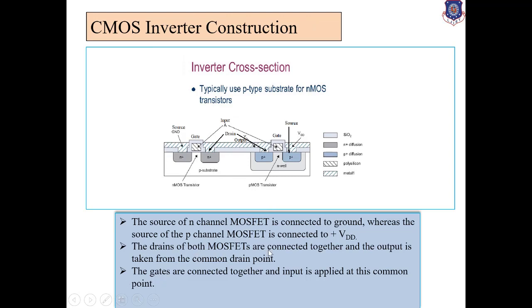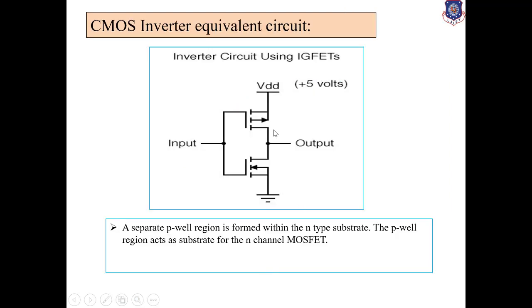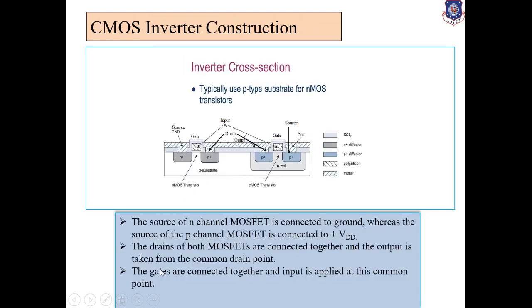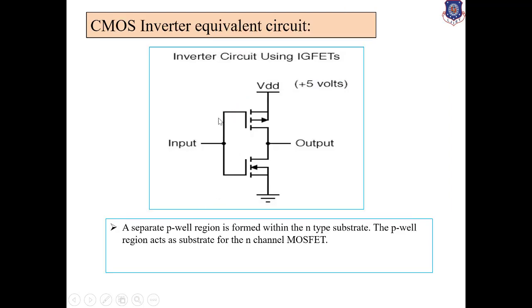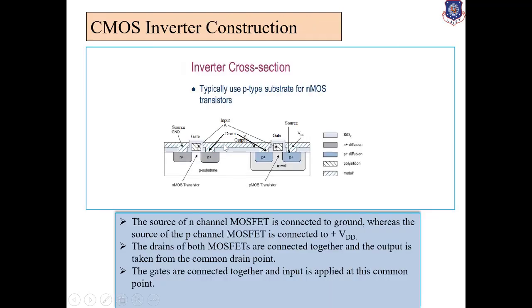The drains of both MOSFETs are connected together and output is taken from the common drain point. The gates are connected together and input is applied to this common point, right?